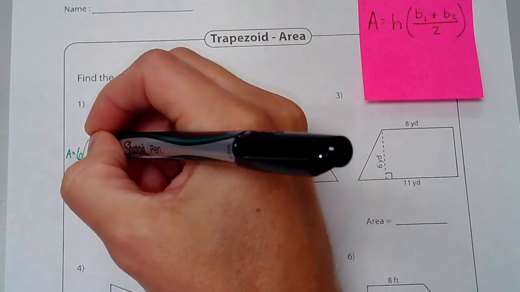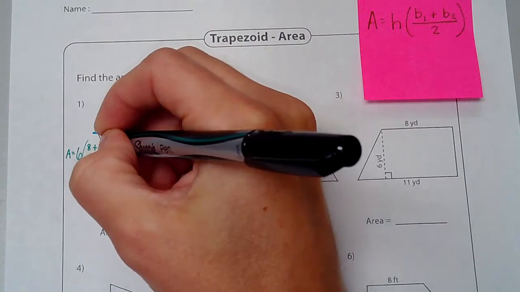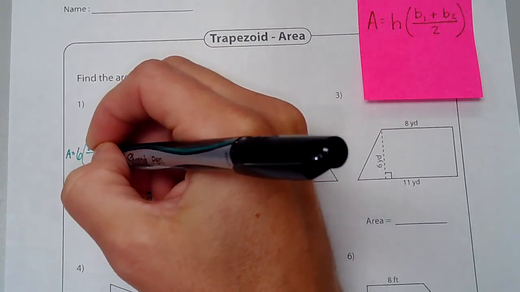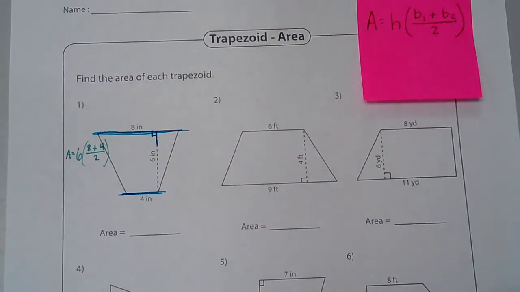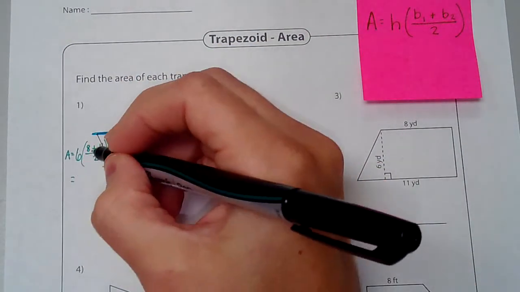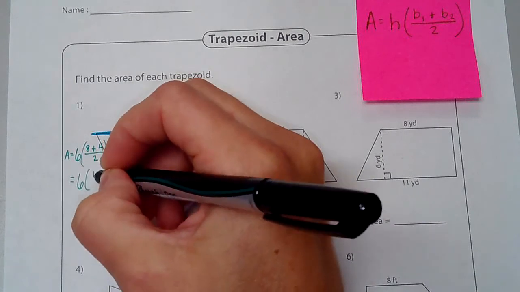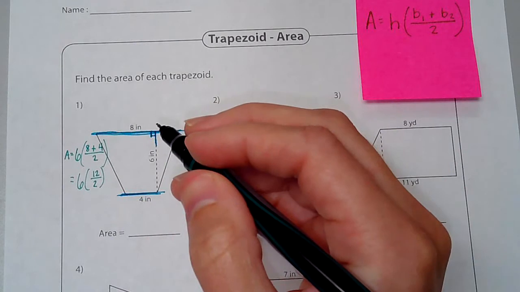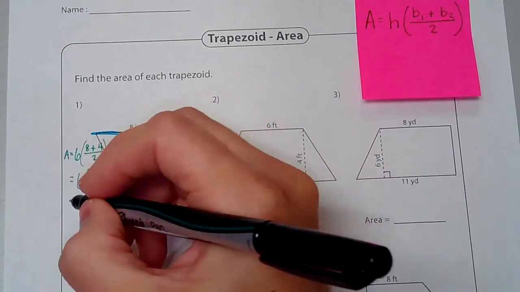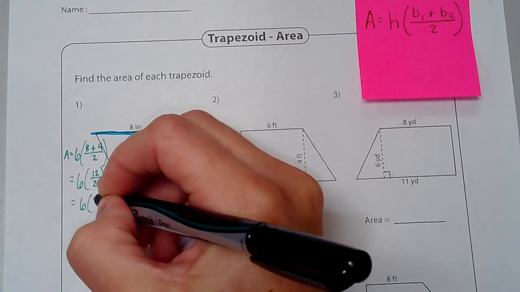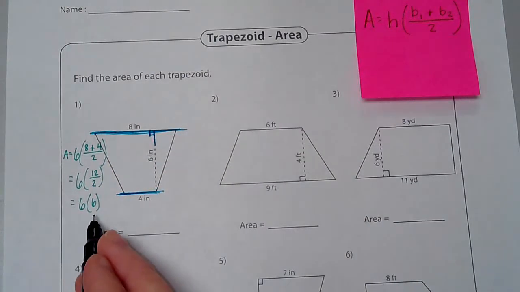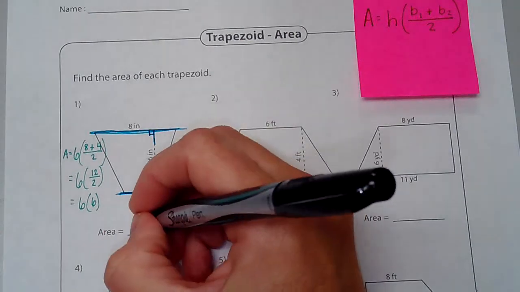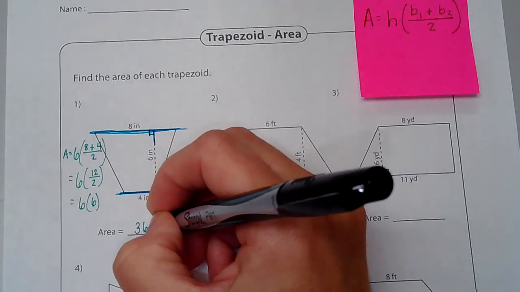Base 1, 8, plus base 2, 4. Okay? Do what's in parentheses first. 8 plus 4 is 12. 12 over 2. All right. Do what's in parentheses. 12 over 2 is 6. When you have a number beside parentheses, it just means you're multiplying. So this is just 6 times 6, which leaves you with 36 inches squared.